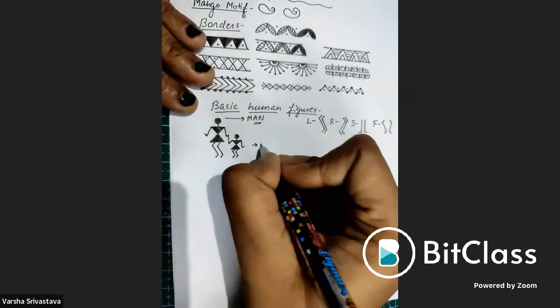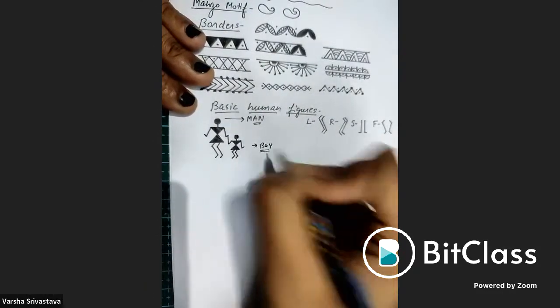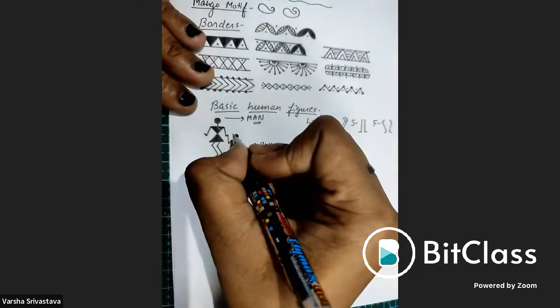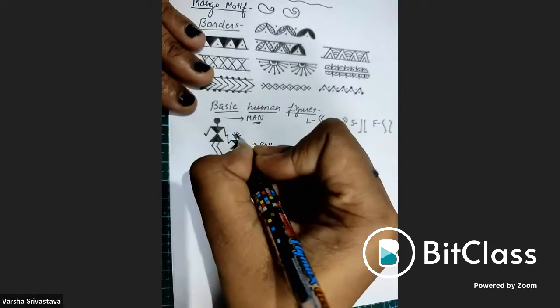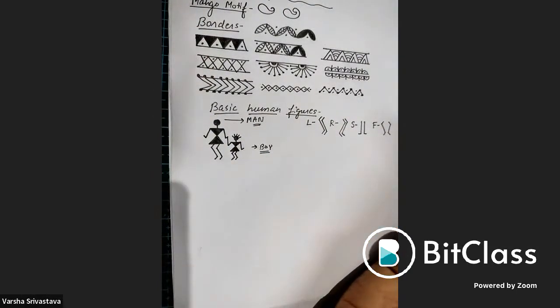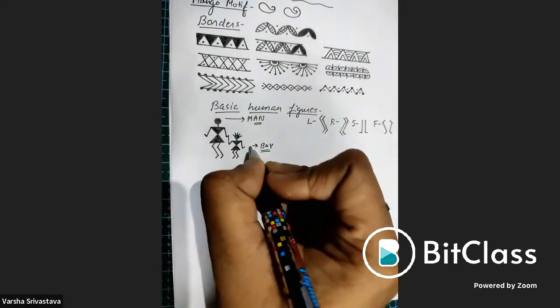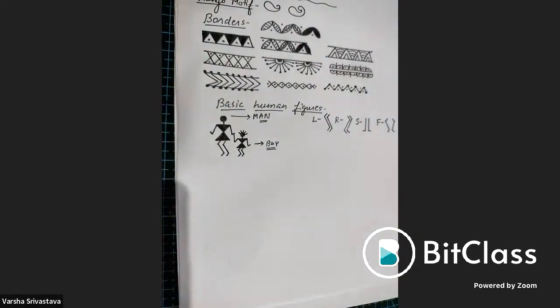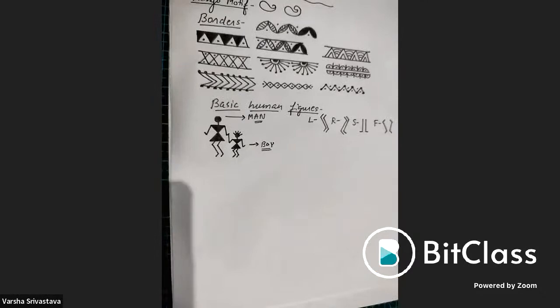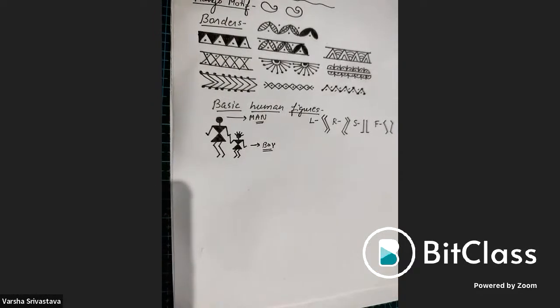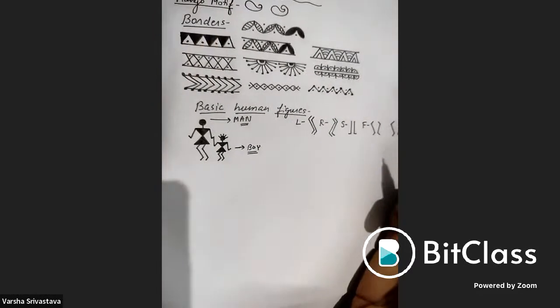And if I have to bring some changes with the hairstyle, then I am going to make the lines on his head like this. Lines on his head. So this is considered to be the boy. A lot of people are asking what pen I'm using. I'm just using a normal gel pen.